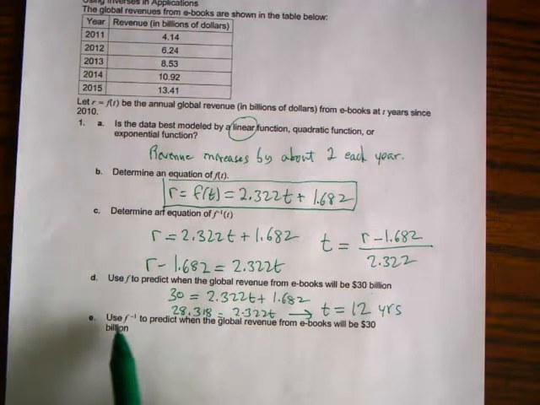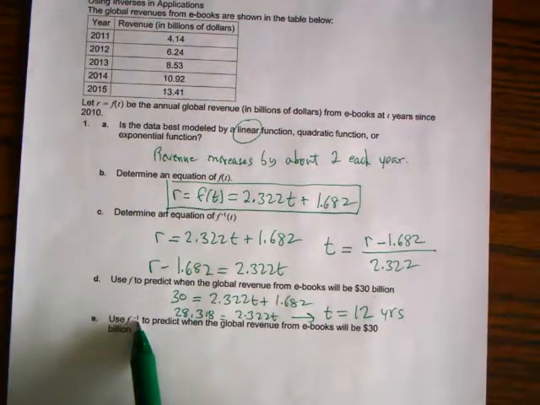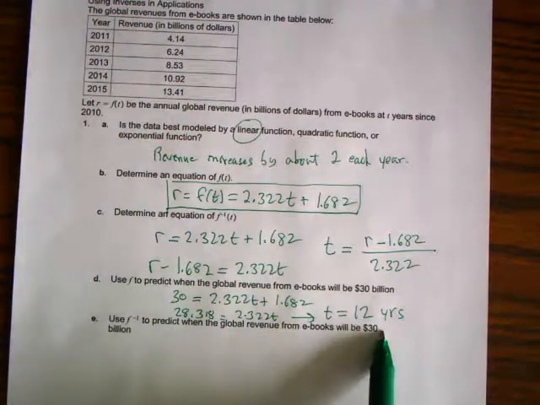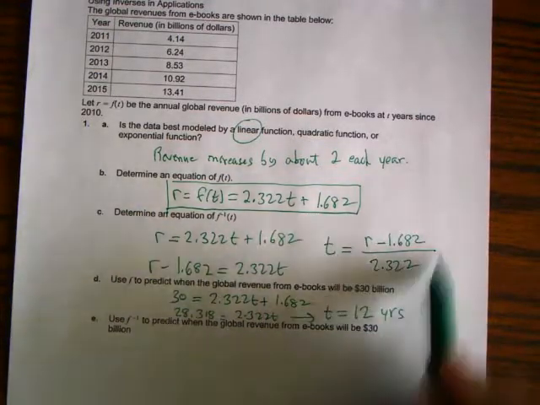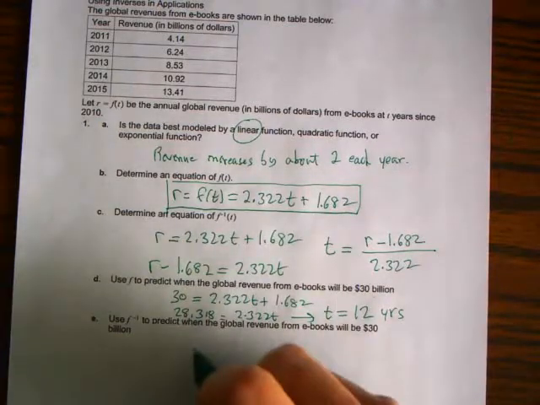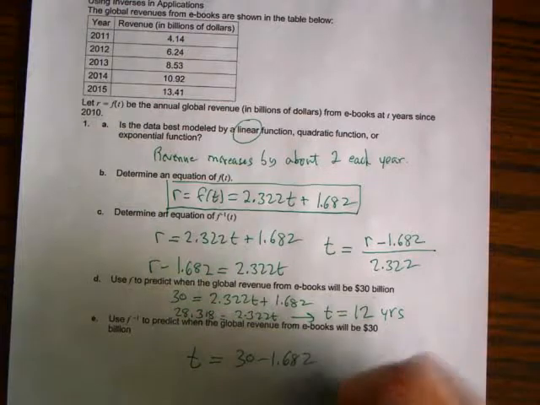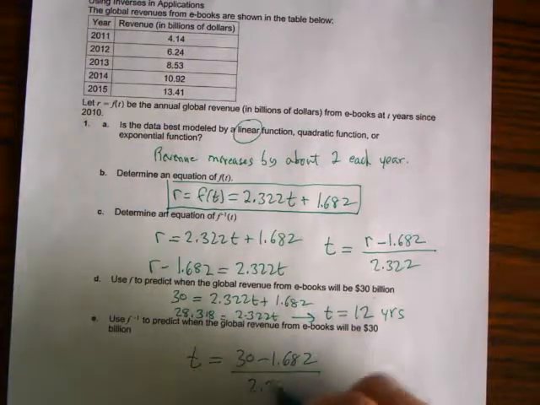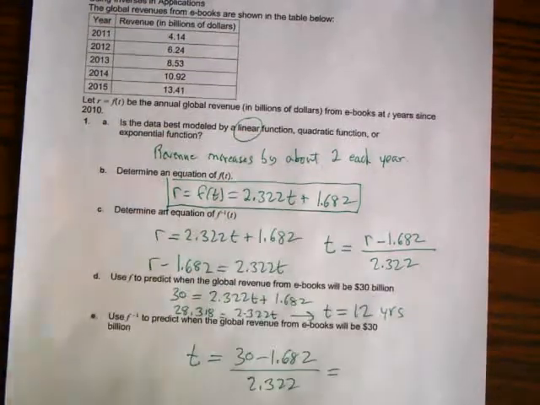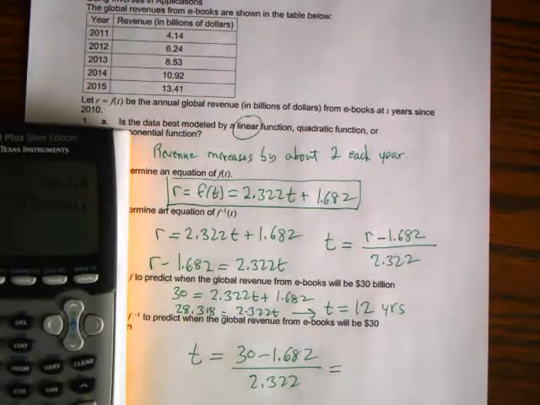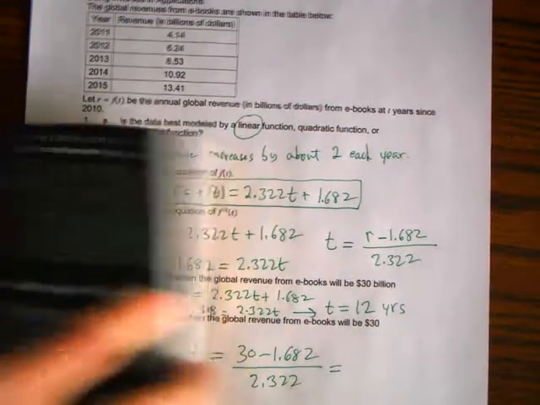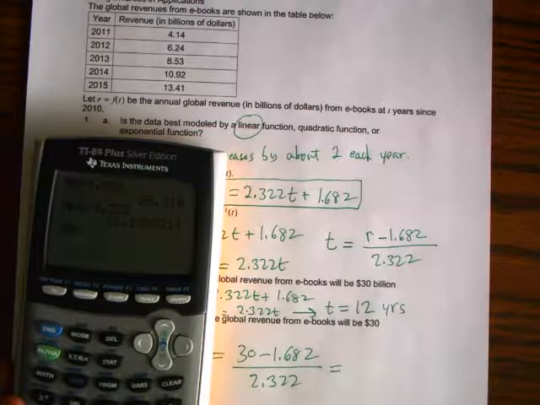Part E really asks us to do the exact same thing. Use f inverse to predict when revenue will be 30. Slightly easier this time, because we already have the equation solved for us. Our answer would be t equals 30 minus 1.682 divided by 2.322. We really don't have to do the algebra. We use our calculator: 30 minus 1.682 divided by 2.322, and we get exactly the same answer.